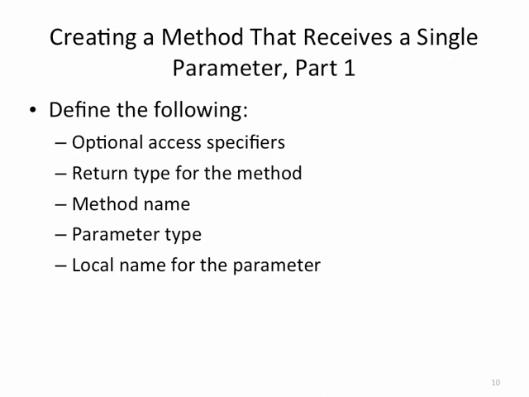So if we want to create a method that receives a single parameter, we start with the optional access specifiers. It's going to be public static, and then the return type for the method, then the method name, and then the parameter type. In parentheses, we put the parameter type, whether it's int or double or string or char or boolean, and then a local name for the parameter. What are we going to call that parameter inside the method?